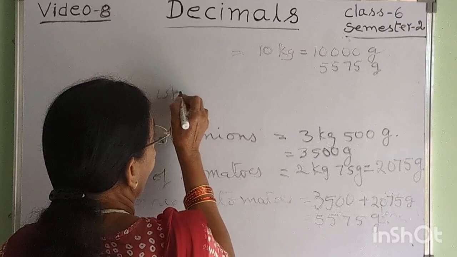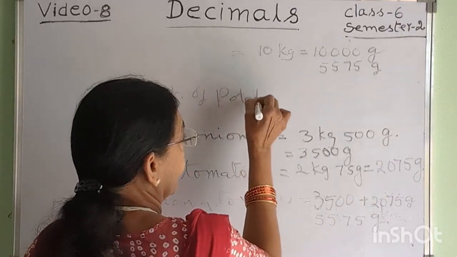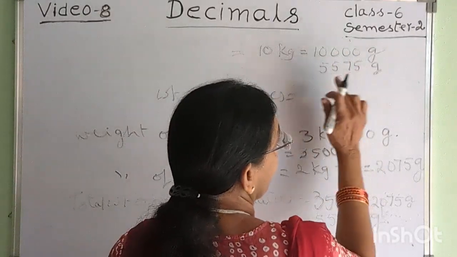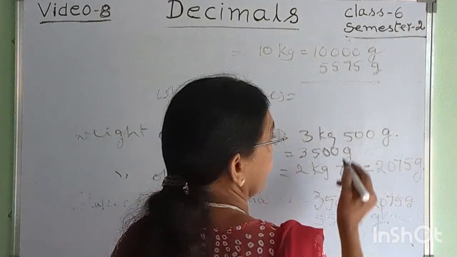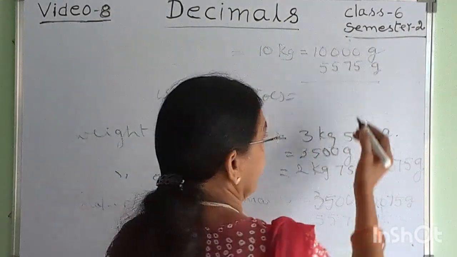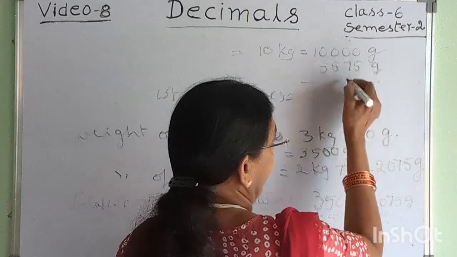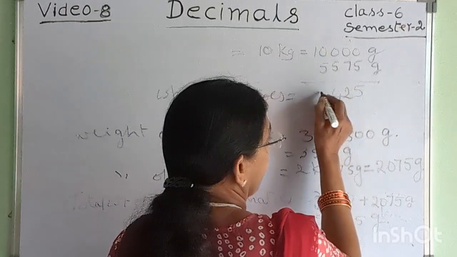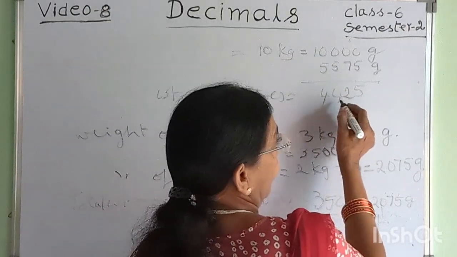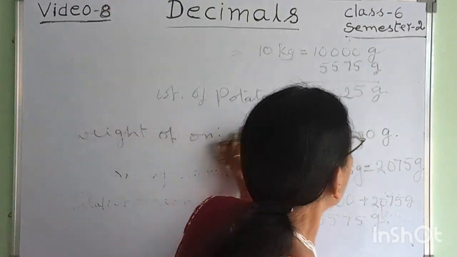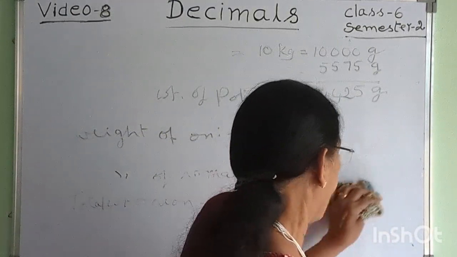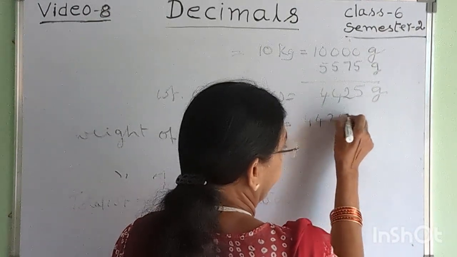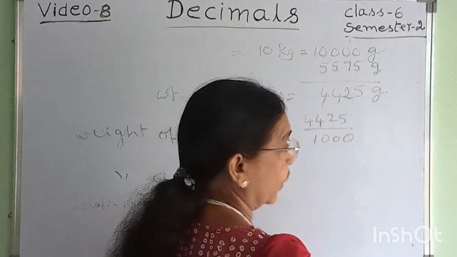Therefore, weight of potatoes is equal to 10 kilograms minus the sum of this, that is 10,000 grams minus 5575 grams. This we can easily subtract. 10 minus 5, 5, 9. Next here also it's 9 minus 5, 4, 9 minus 7, 2. We get 4,425 grams.